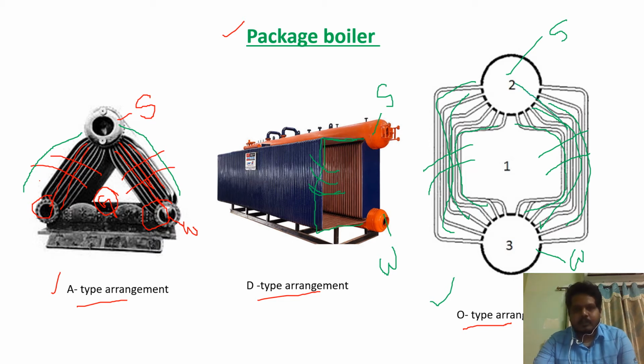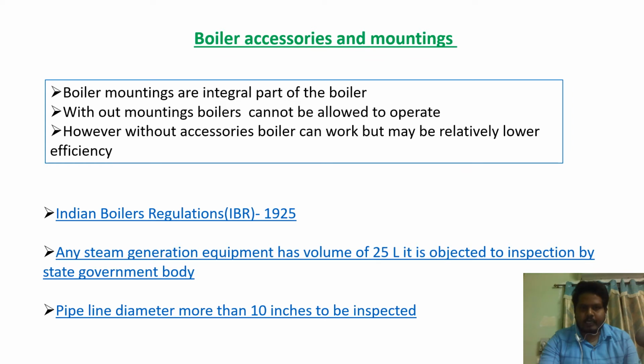Okay, so this is about the package boiler. Here also mountings will be there, like safety valve, pressure valve, and a manhole. These package boilers are divided based on type of arrangement: A shape, D shape, and O shape. Now let us move on to another topic: boiler accessories and mountings.